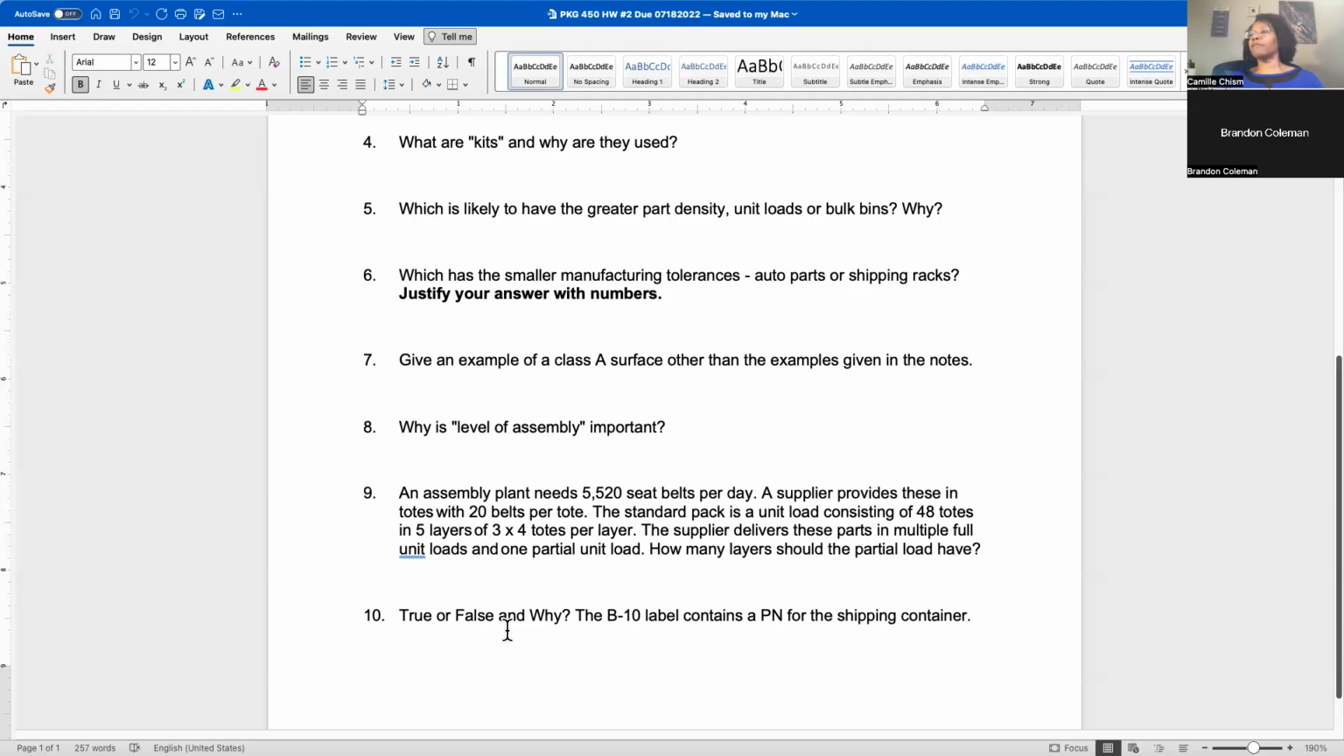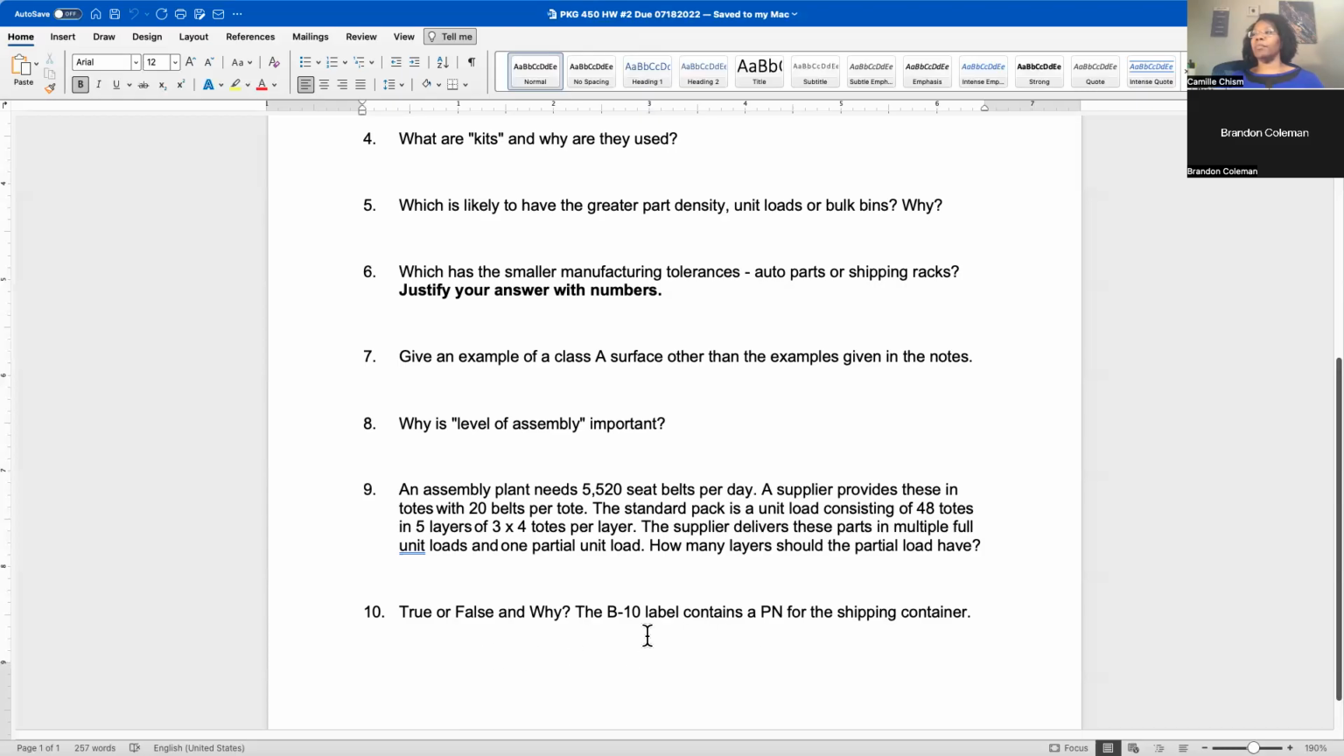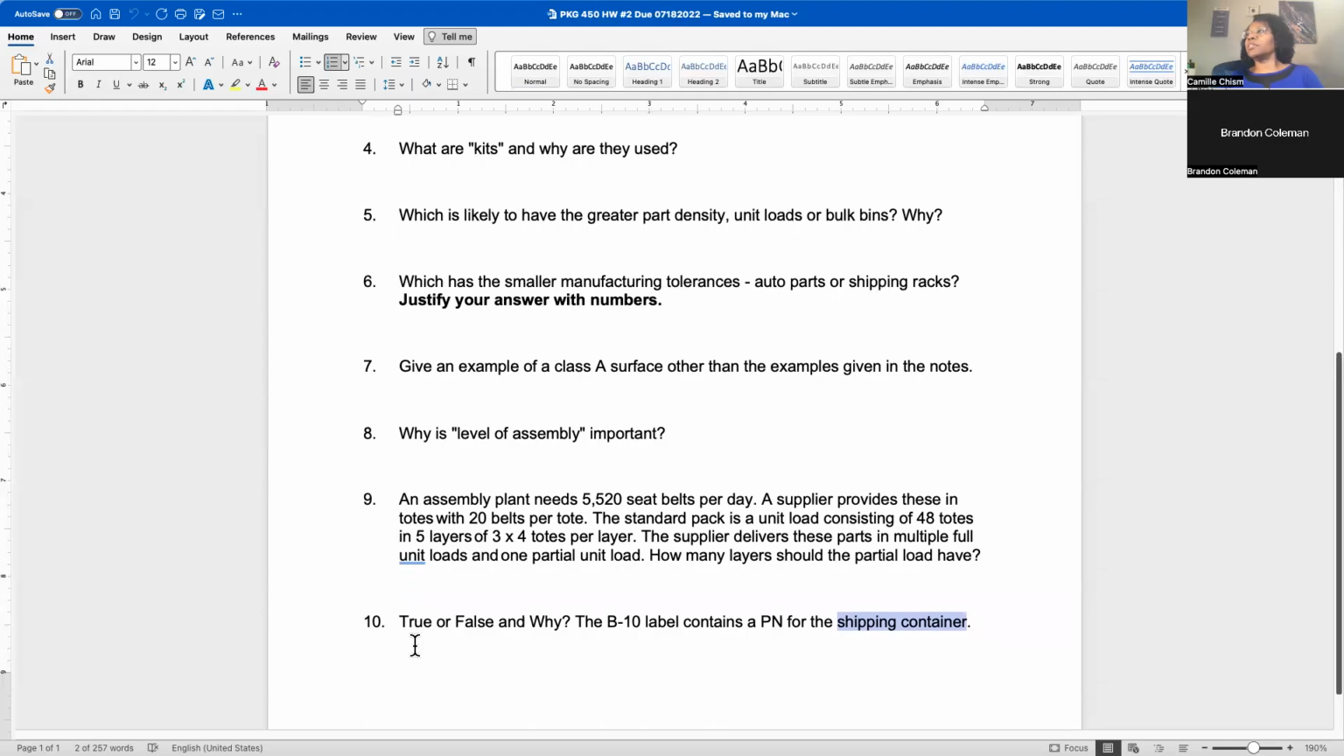Okay, so true or false for number 10. The B10 label that we just talked about contains a part number for the shipping container. Is that true or is that false? So that B10 label, when you saw the list of everything that it contained, does it contain a part number for the shipping container? What was in there? So those are the questions.